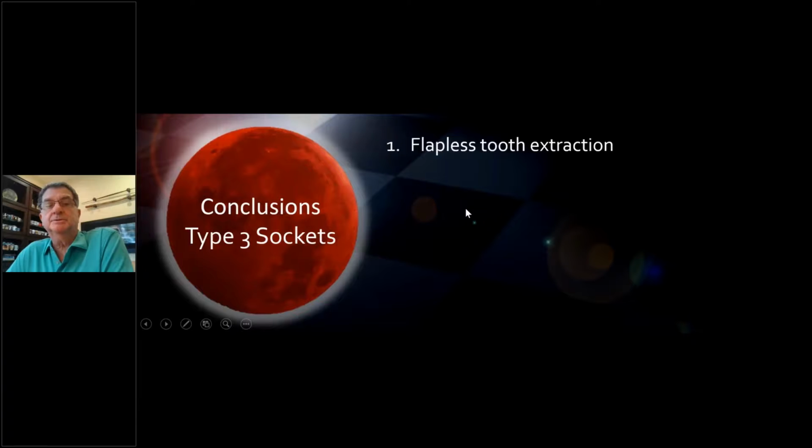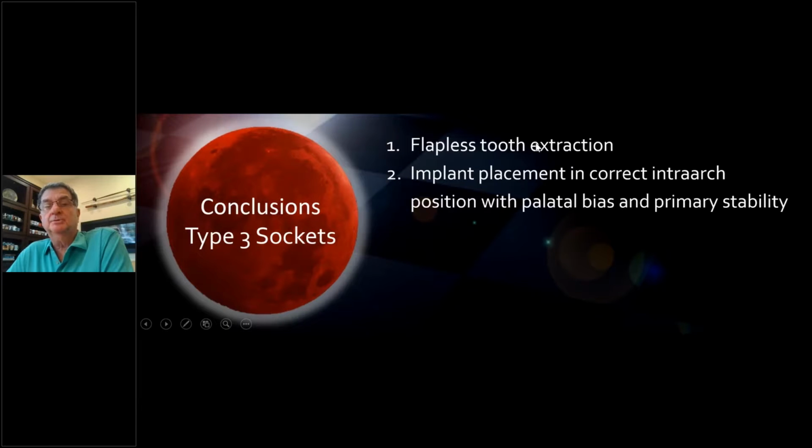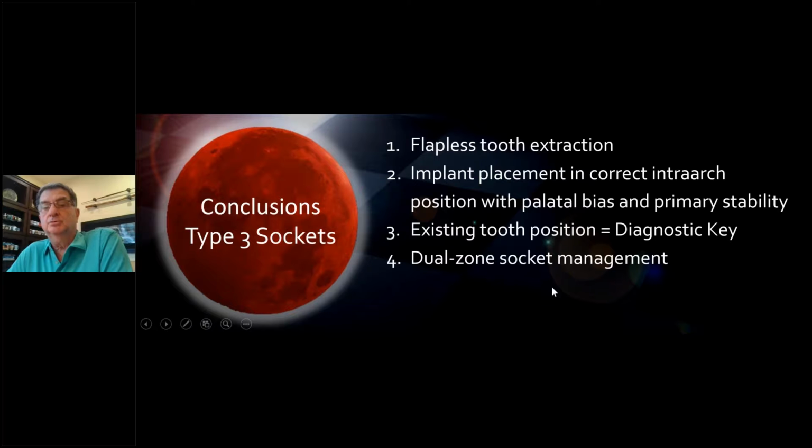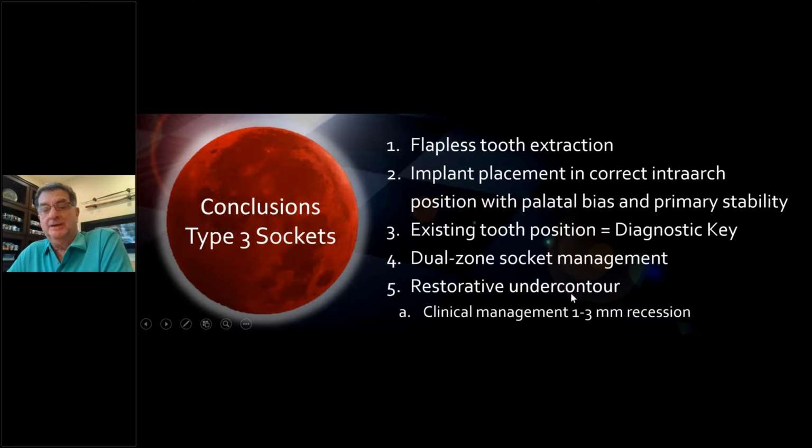So type 3 cases: flapless tooth extraction, let it heal, implant, or if you do just 1 or 2 millimeters like you did there, and it's not a high lip line, implant placement in correct intra-arch position with the palatal bias and primary stability. Existing tooth position is the diagnostic key. If it's too far forward, it will tend to fill in on the buccal. Dual zone socket management, restorative under contour, clinical management is okay. For 1 or 2 millimeters, we get this to come down like you saw here. And if the tissue on top is thick, fine. If it's not, then we do connective tissue grafting like you saw before.